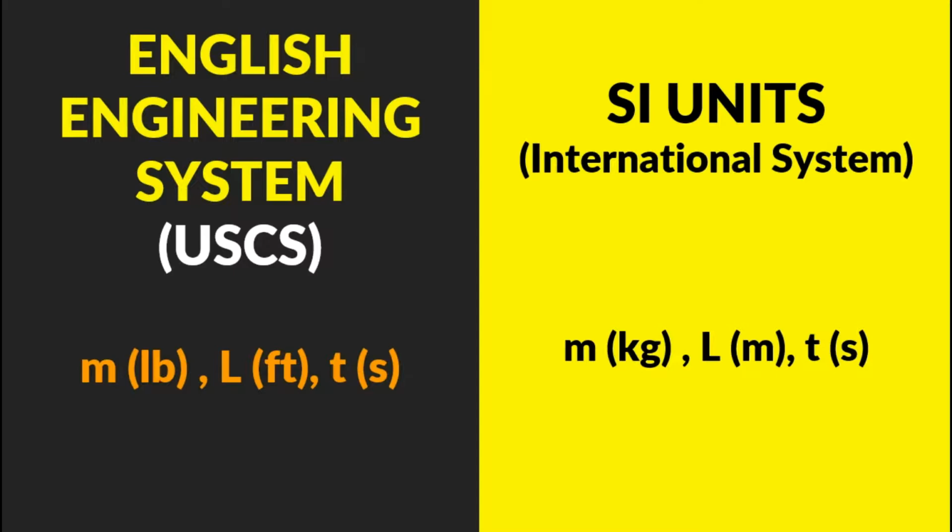So basically, what we are going to do here is convert English units to SI units and vice versa, SI units to English units. It is expected that engineering problems are stated and solved using either of these two units. So it is very important for us to know unit conversions. So let's proceed to our first sample problem.